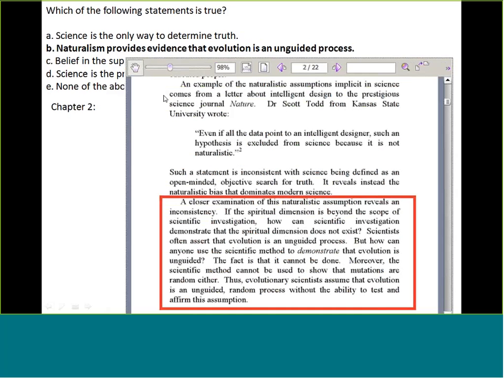The second one, naturalism provides evidence that evolution is an unguided process, I believe is on the next page. All of these options are taken from the same section of the book. So here, Dr. DeWitt's talking about what naturalism can or cannot show. This whole section is about naturalism. And here he says, scientists often assert that evolution is an unguided process. But how can anyone use the scientific method to demonstrate that evolution is unguided? The fact is that it cannot be done. So that would mean that this statement is also false, and it cannot be the correct selection.